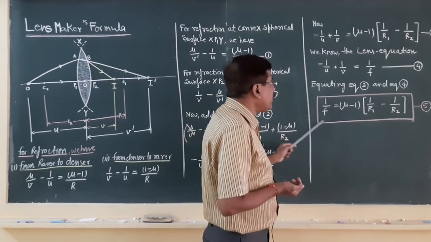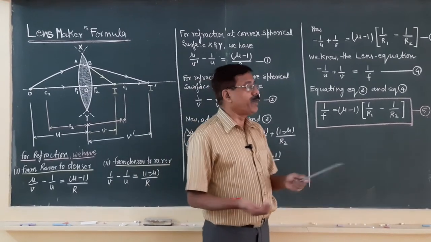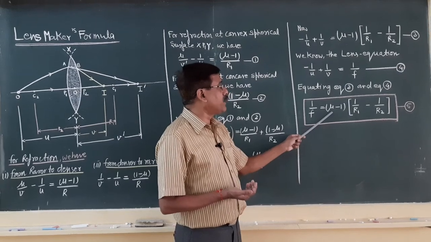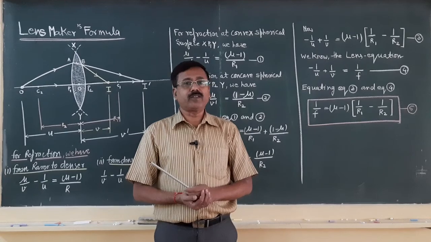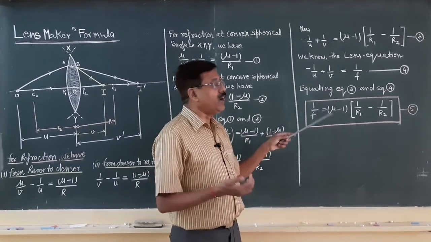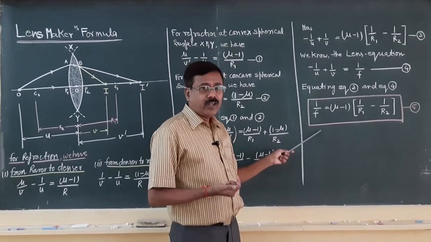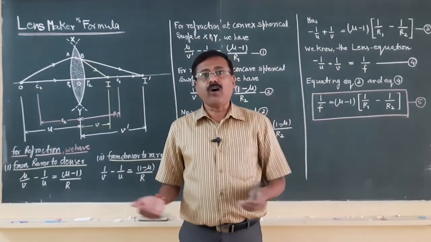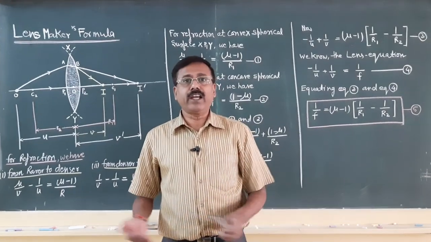So, this is the required lens maker formula in terms of known parameters, that is the refractive index of the glass material of the lens and the radii of curvature of the spherical surfaces. Indirectly, the same formula you can use for the power of a lens, because power of a lens is given by 1 by F. So, this equation is the equation for power of a lens or for the reciprocal of focal length of the desired designed lens.